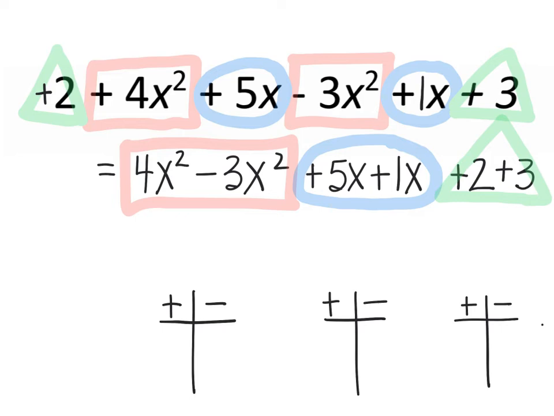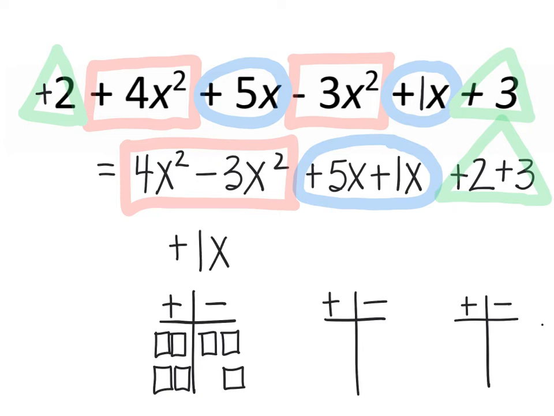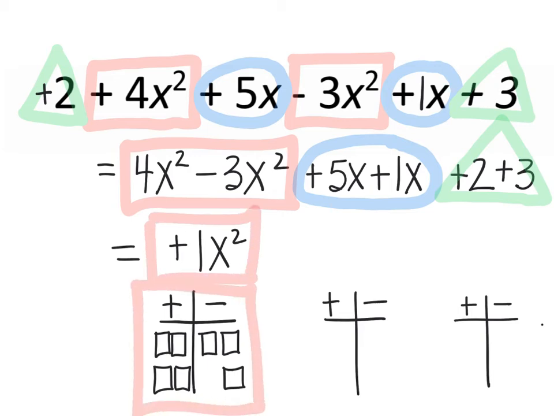This is going to mean that in our red scoreboard, we are going to have 4 x squared tiles, and we're going to have 3 negative x squared tiles. That's going to leave us with the positive team winning by 1x squared. And once again, that is for our red portion of our expression.